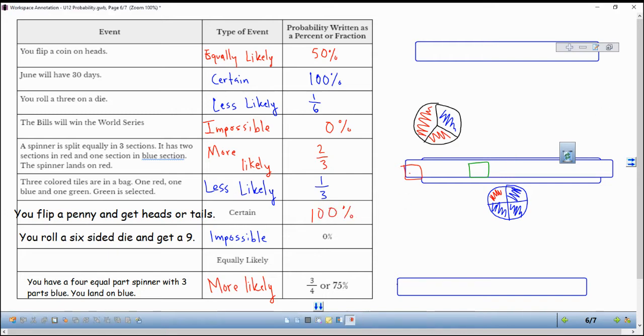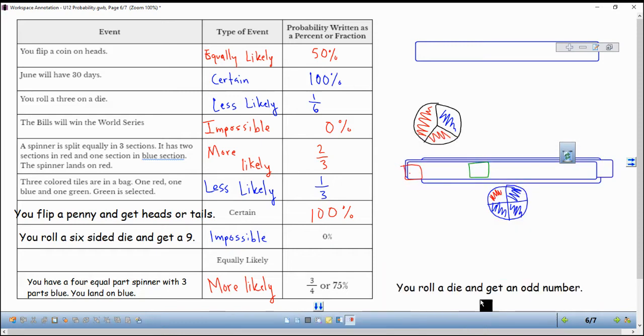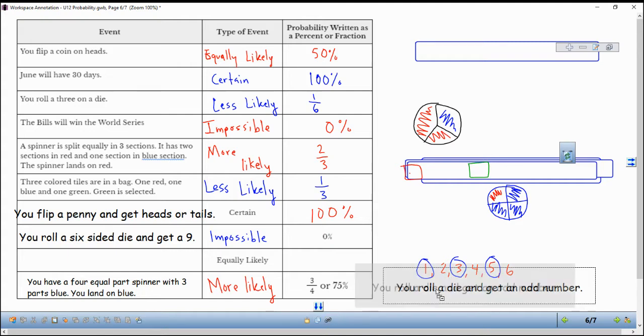All right, last event here. What's this going to look like? You roll a die and get an odd number. Okay. Well, when you roll a die, you can get 1 or 2 or 3 or 4 or 5 or 6. Well, which ones are odd? 1 is odd. 3 is odd. 5 is odd. So that's 3 out of 6. So half of them are odd, half of them are not odd. You're equally likely to get any one of those numbers.